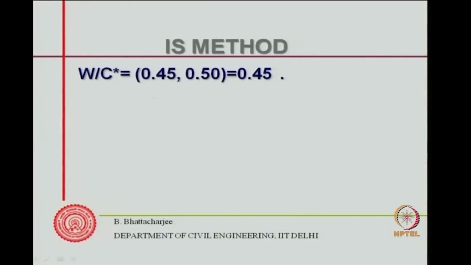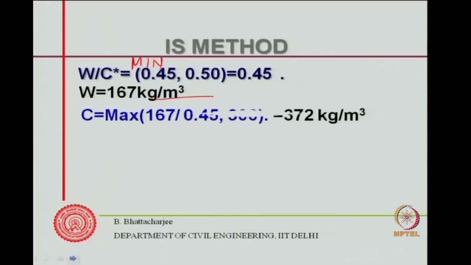So, water to cement ratio is the minimum of these two, and is 0.45. We found out water is 167 kg, cement is 167 divided by 0.45, and 300 from the durability requirement. So, maximum of these two, and this gives me 372 kg per meter cube. So, control concrete without plasticizer has got 372 kg of cement content and a water cement ratio of 0.45.